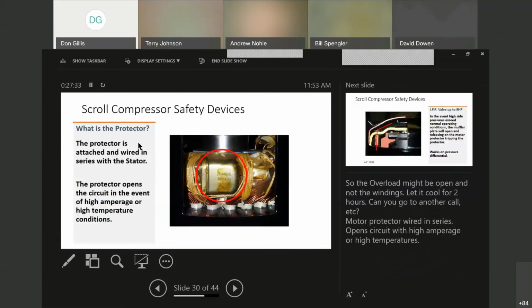What is this protector? The protector is attached and wired in series with the stator. The protector opens the circuit in the event of high amperage or high temperature conditions. So the overload might be open if someone walks up to it with their voltmeter and checks it out. This falls in that NF category on that pie chart we talked about earlier. A technician, whether it's a seasoned technician or someone that's green, just new in the field, comes out with his voltmeter, and the overload might be open and not the windings. So they're going to have to let this cool for a while.